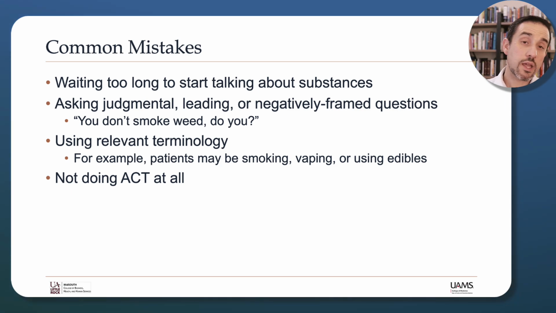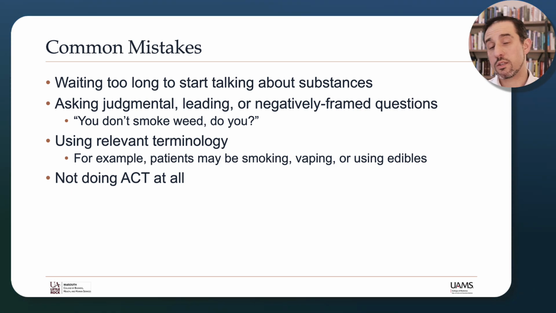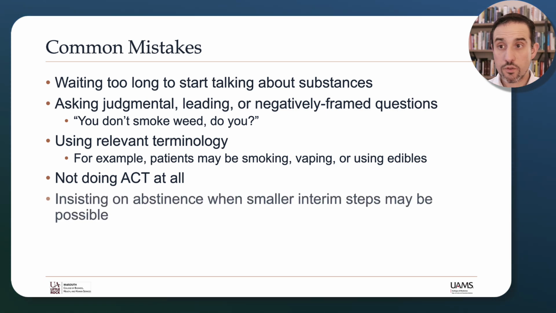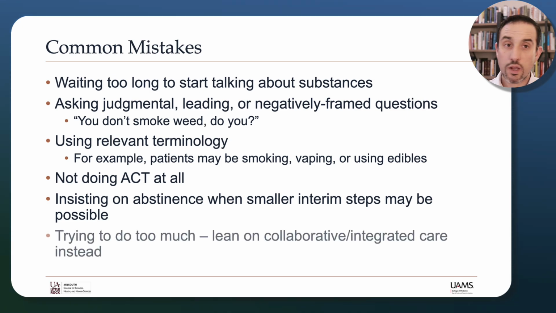So not doing ACT at all, another common mistake. Just either not asking a screening question, just breezing past it. Worth doing, particularly if someone's having a problem. Insisting on abstinence when smaller interim steps may be possible is also really unhelpful. Any step in the right direction is a good step. It's all helpful to the child. So we don't have to try to do too much. We don't have to go too fast.